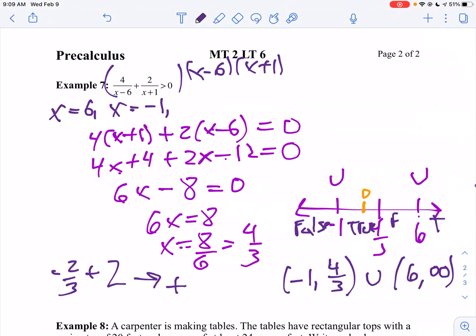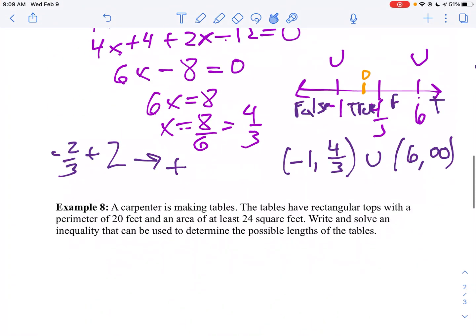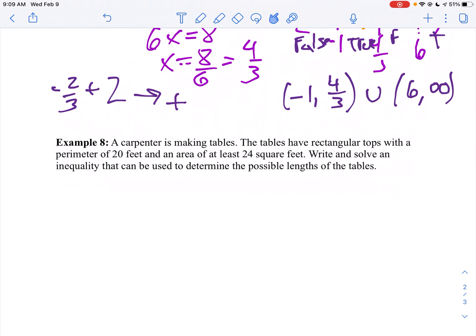Now let's take a look at an application problem. It says a carpenter is making tables. The tables have rectangular tops with a perimeter of 20 feet and an area of at least 24 square feet. Write and solve an inequality that can be used to determine the possible lengths of the table. So let's draw a picture. I've got a table, and I know it has length and width.